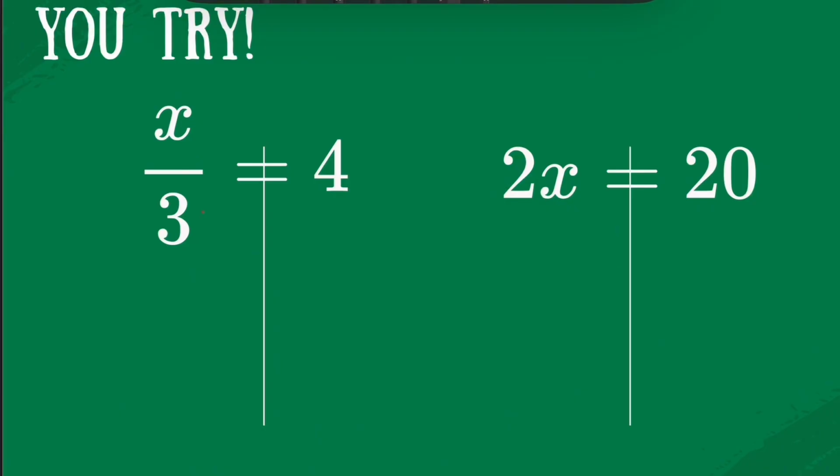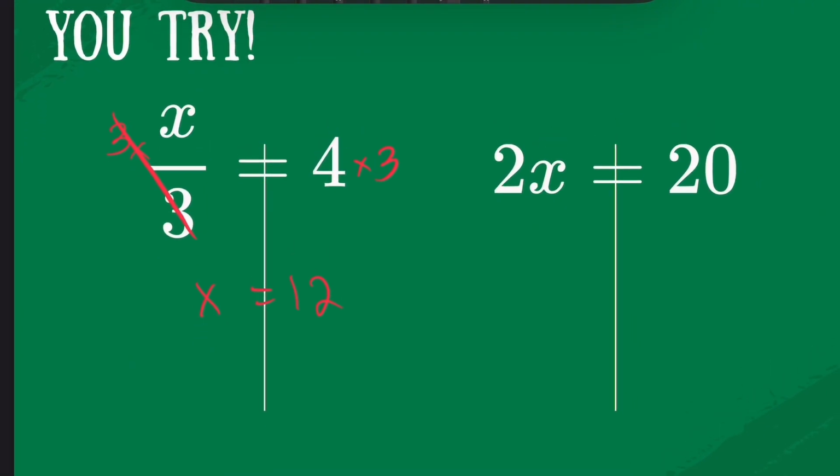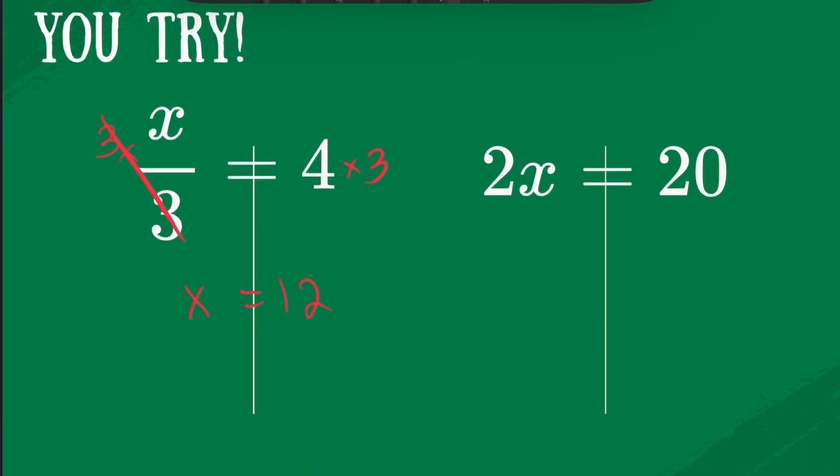So this right here, remember that we're dividing. So we're going to multiply by 3, and we're going to multiply by 3 on the other side. I'm going to cancel those out, and I get left with just x is equal to 4 times 3, which is 12.